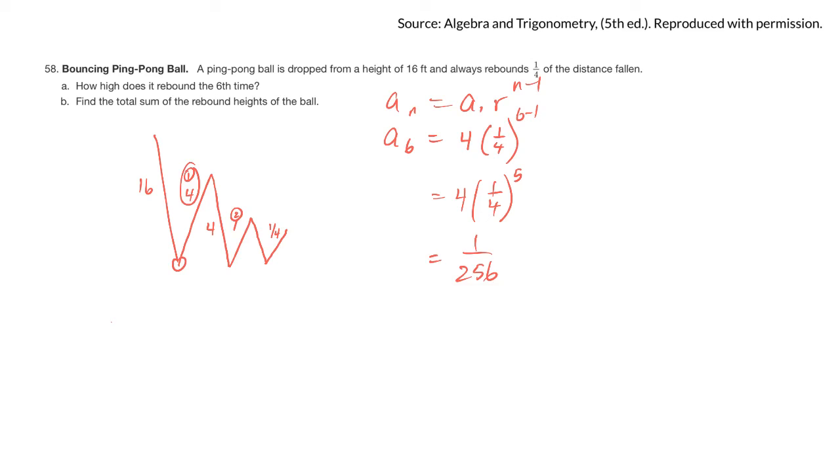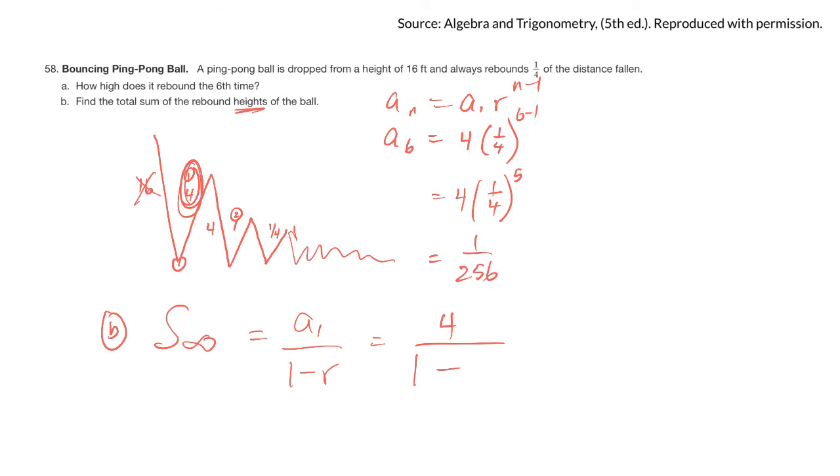And then in letter B, they say find the total sum of the rebound heights. So if I'm looking for a sum, and this one probably is assuming it goes on forever, I would use the sum of an infinite geometric series, where the first term, and they want the rebound heights, so it's starting here, it's not starting at the 16. So the first term is 4 over 1 minus the ratio, it's going up a quarter. So that's going to be 4 over 3/4, or 16 over 3, or 5 1/3. That would be the sum of all of the rebound heights.